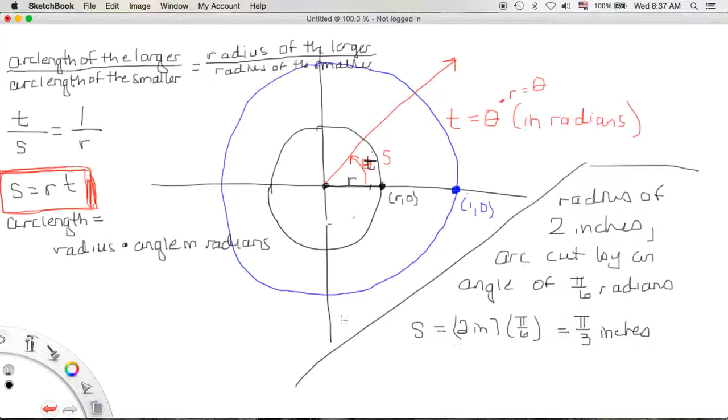Now, of course, if you know the arc length and you know the angle, then you can find the radius. If you know the arc length and the radius, you can find the angle in radians. The biggest thing to remember is this is an angle in radians, so if you're given an angle in degrees, you first have to change it to radians before you can use this formula. We'll do some in class where we practice that and make sure we know how to do that.